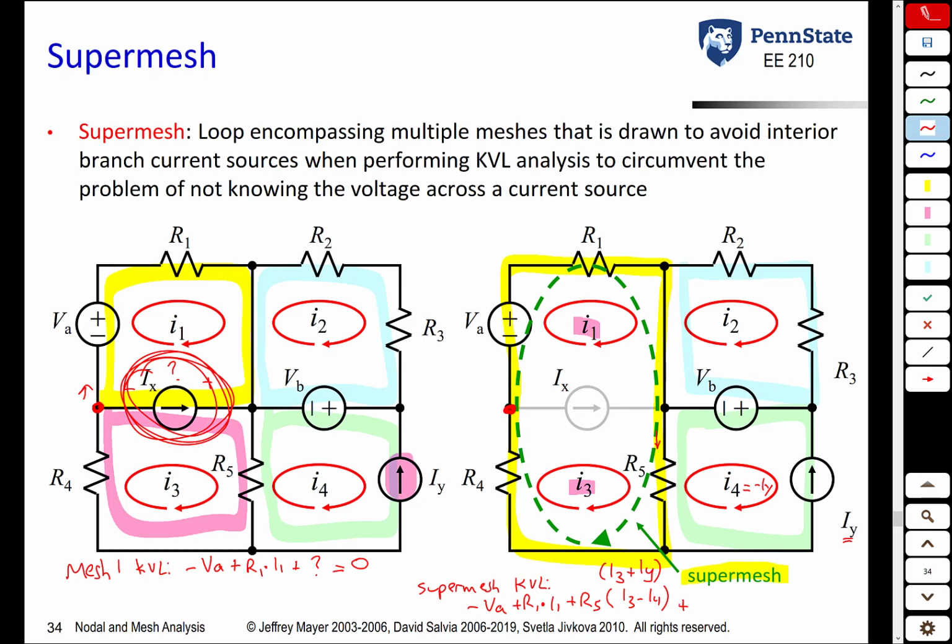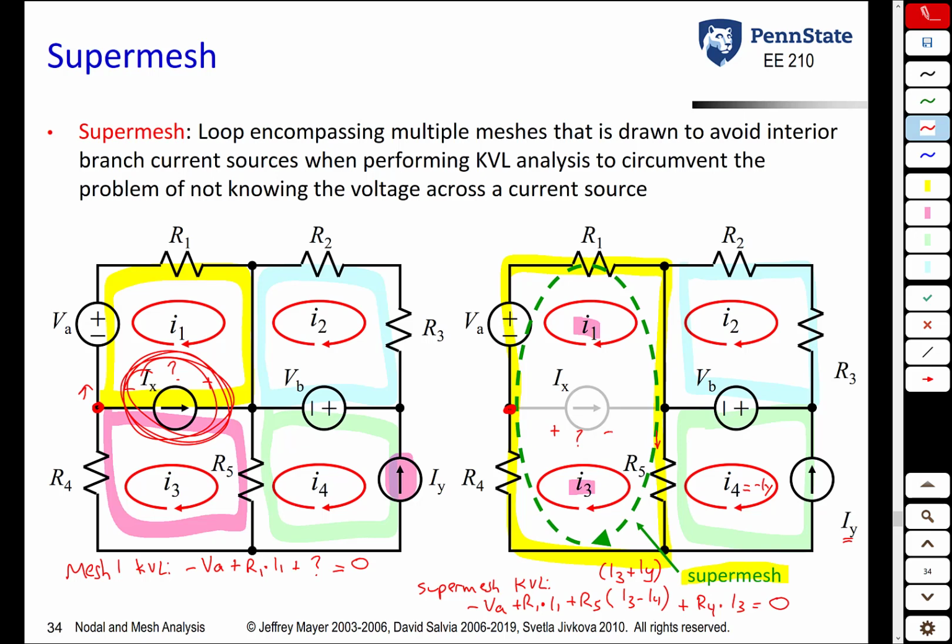And then finally, the voltage drop across R4 is the resistance times the current in the direction we're going, which is I3. We're back to where we started. We get 0. So notice we did not have to worry about this unknown voltage across IX. That's the advantage of using the supermesh.